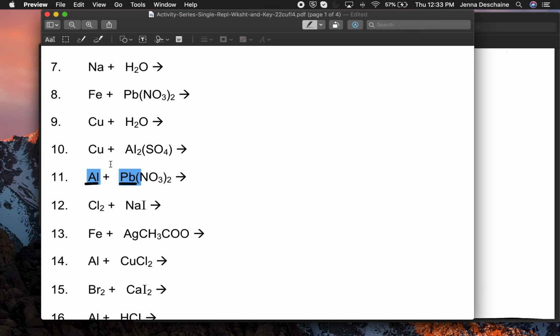So all that's going to happen in this situation is aluminum is going to pop right into lead's spot. I'd like this to be a little smaller. And lead gets kicked out, unfortunately. All right, so now my products are going to be lead, Pb, or peanut butter as I know you guys like to call it, and aluminum nitrate, okay?